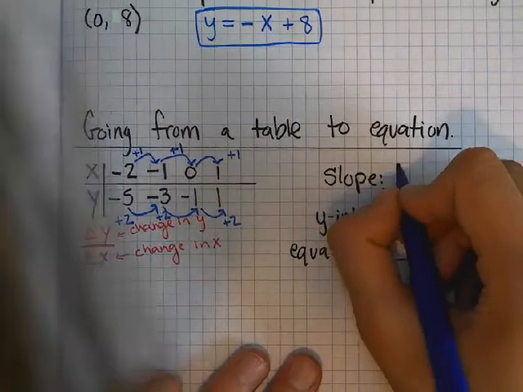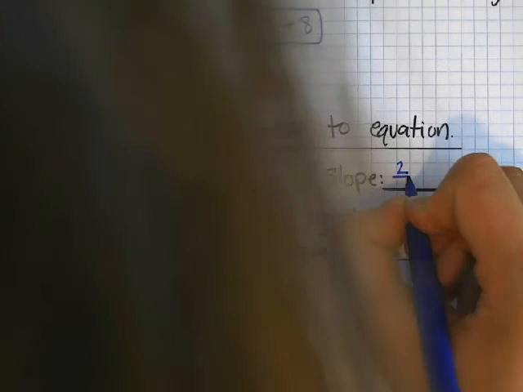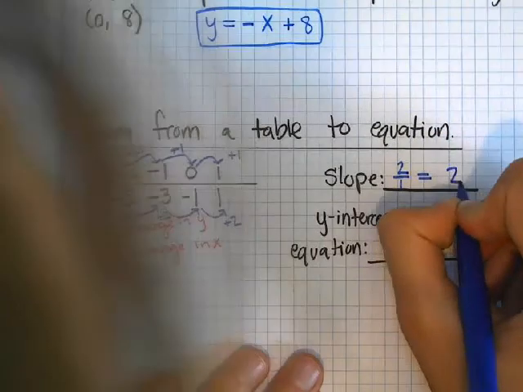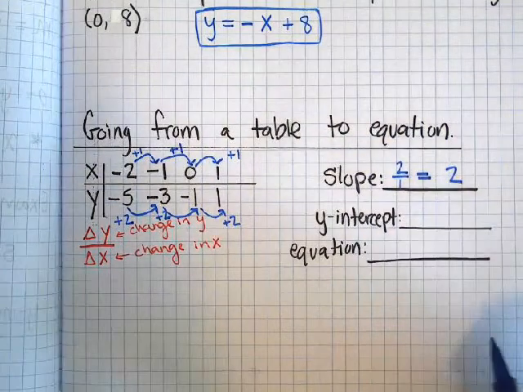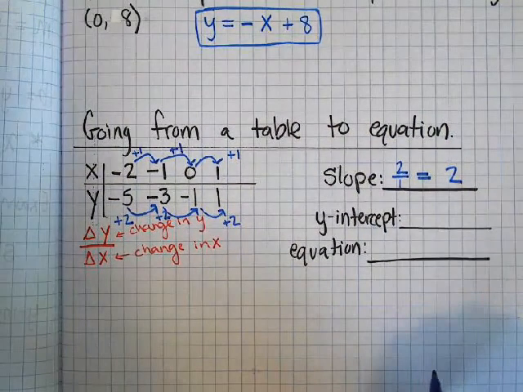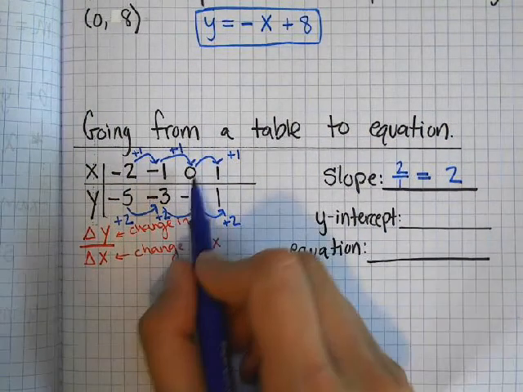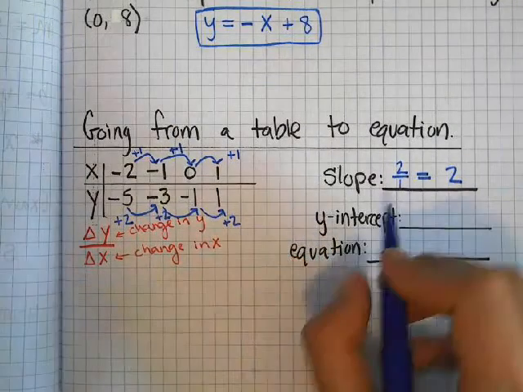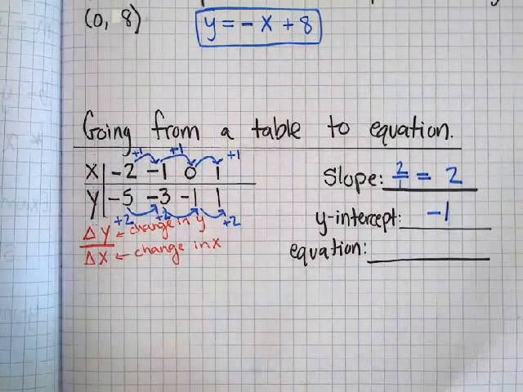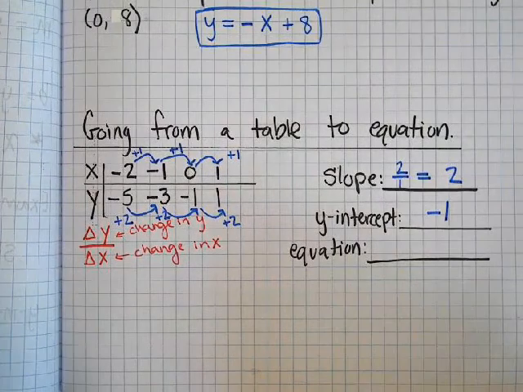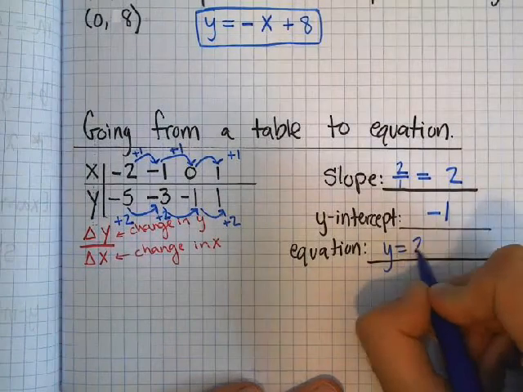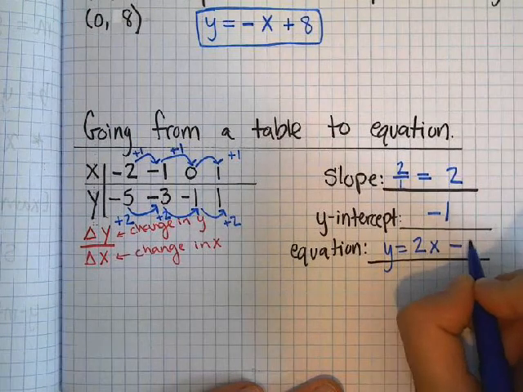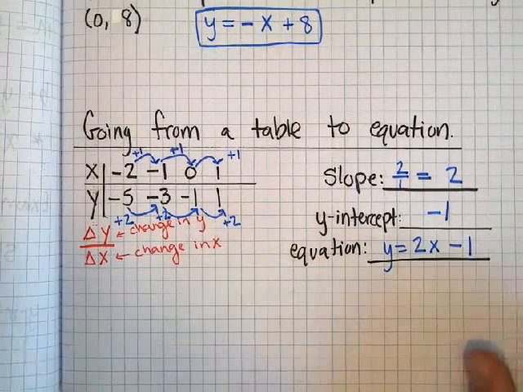So our slope, remember, it's y over x. So our slope is going to be +2 over +1, which is just 2. Okay, our y-intercept, that is when our x value is 0. So we're going to be looking at 0, -1, so our y-intercept is -1. Now we've got the information to write our equation, which is just y equals our slope and our y-intercept.